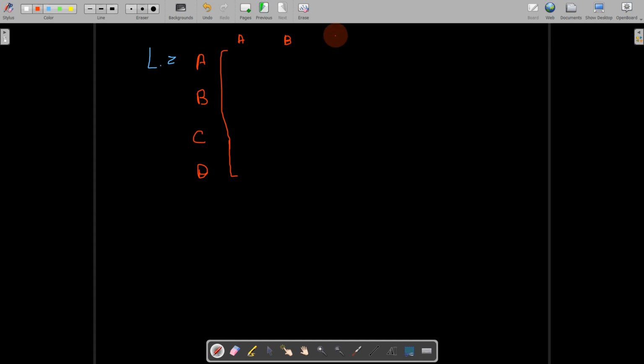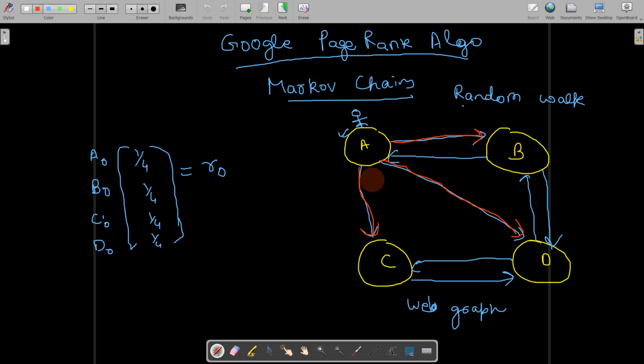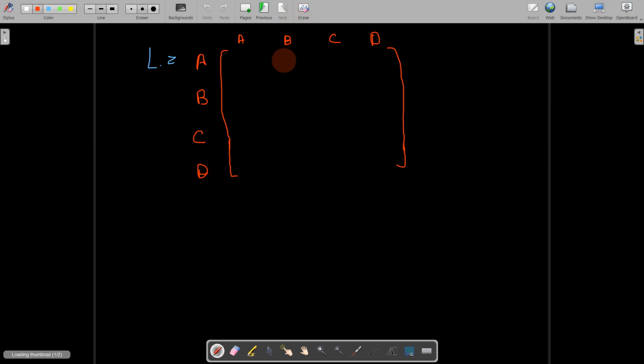A, B, C, D. Okay. The columns of this matrix would represent the outgoing edges. Initially, the rank of A was A naught, the rank of B was B naught, C naught, and D naught. Okay. So from A naught, what is the probability the crawler will move to B naught, to D naught, and to C naught? I know it is having 3 outgoing edges, so it has 1/3 the probability.